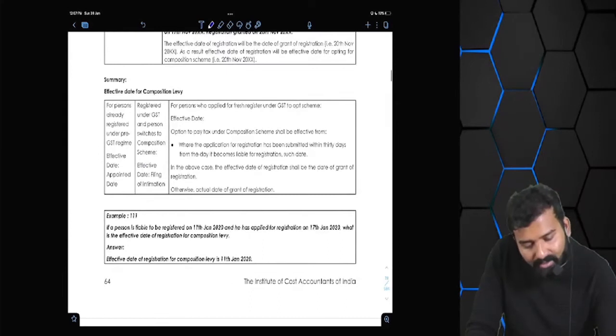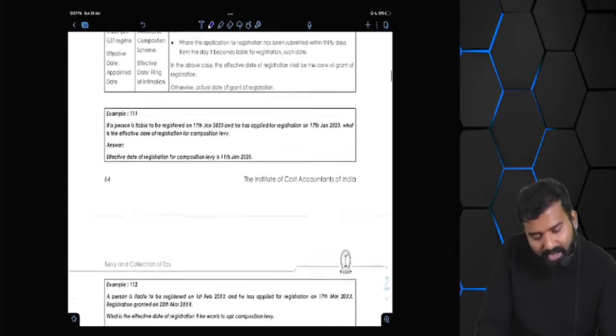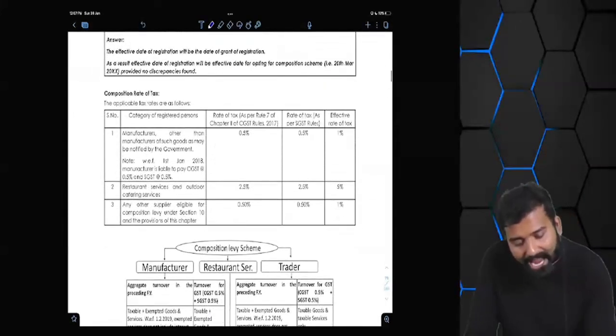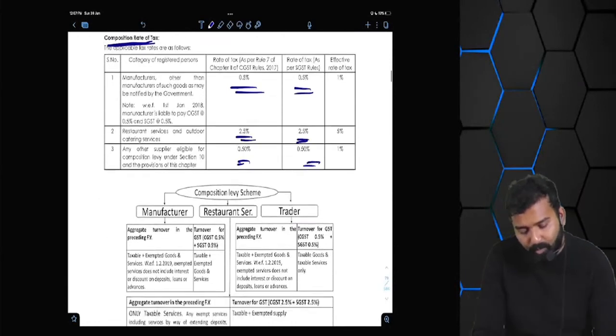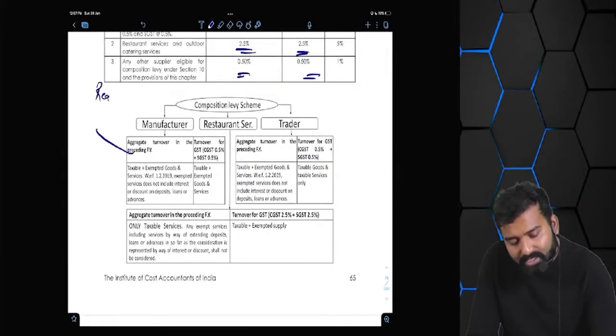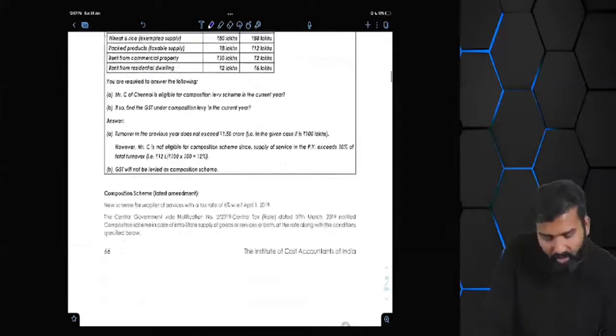After that, you can read this. This is basically switching over from regular to composition. I have covered that. And then there are a lot of examples. I have also covered the rate of GST: 0.5, 0.5, 2.5, 2.5, 0.5, 2.5. I also covered this. You can read this. I have already covered it in the notes. You can read all the examples.